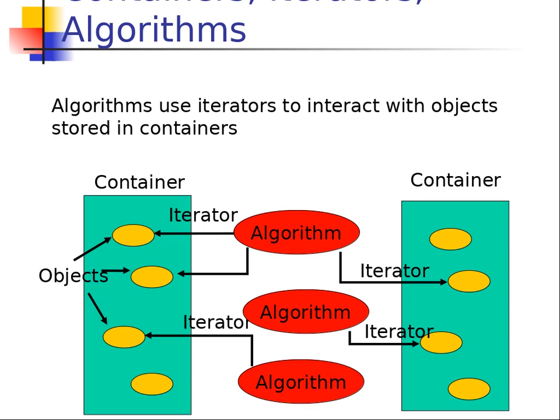Oh, hey, look, a diagram. You have containers, which compile algorithms to do stuff. And the algorithms, of course, need to use an iterator sometimes in order to iterate through your container. Great. Hey, wait, this is cut off. Huh, I wonder why that happened.